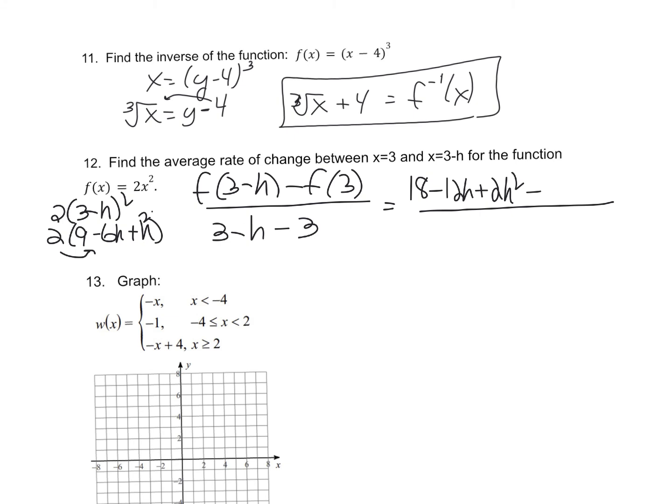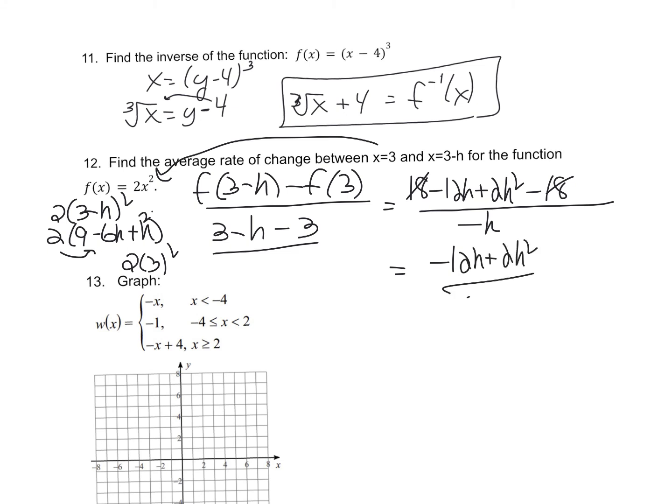Minus f of 3. So I'm going to take that 3 and plug it in right there. If I plug that 3 in there, I get 2 times 3 squared, which is 2 times 9, which is 18. So it's going to be minus 18 over, look at my denominator, 3 minus h minus 3. The 3's cancel. This gives me negative h. So I'm going to look at the numerator now. 18's cancel. And that leaves me negative 12h plus 2h squared over negative h.